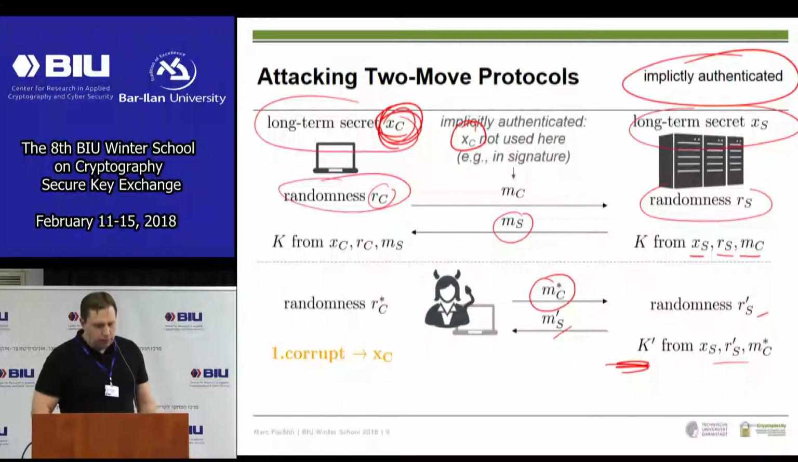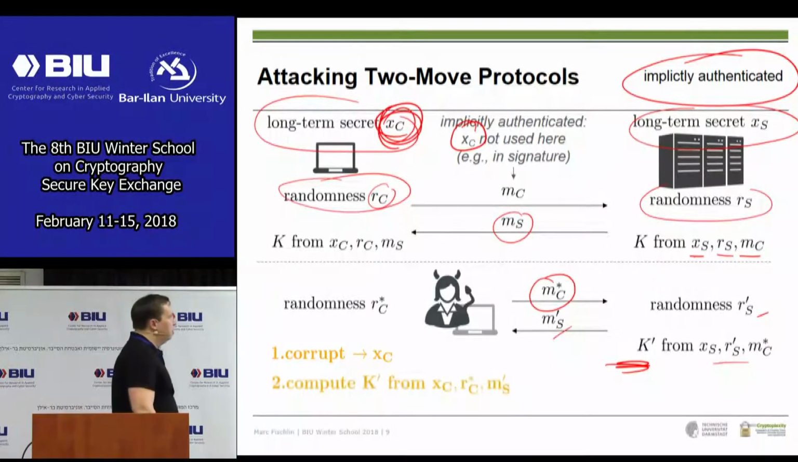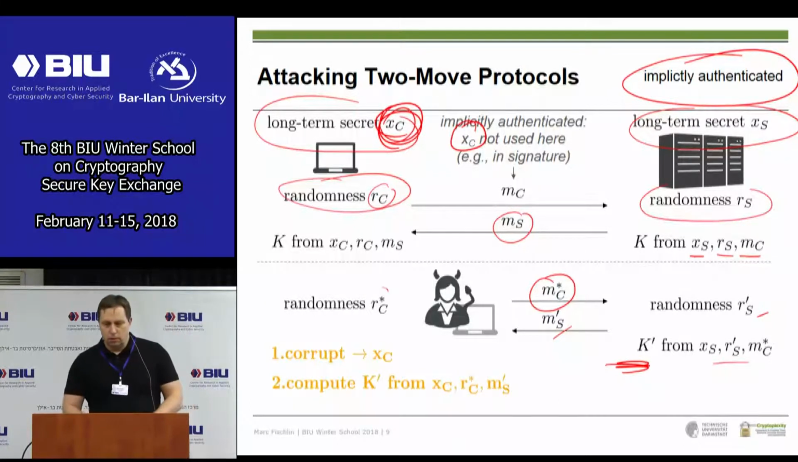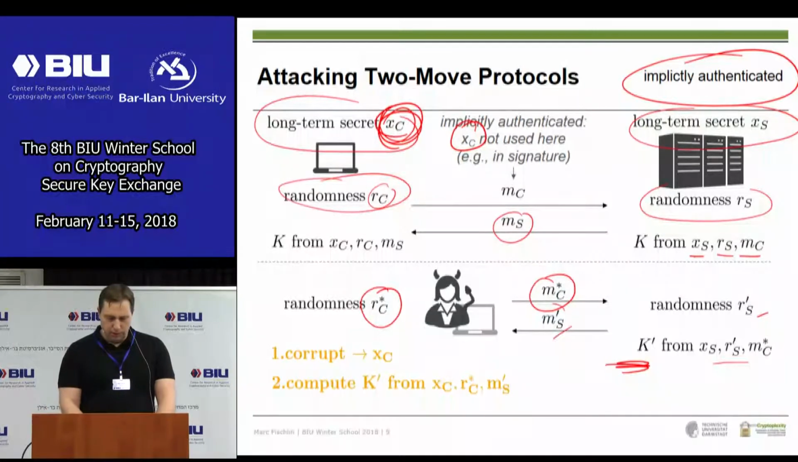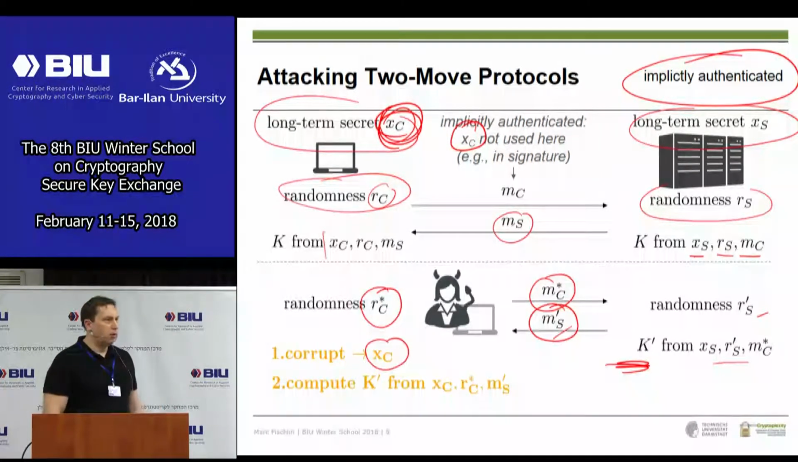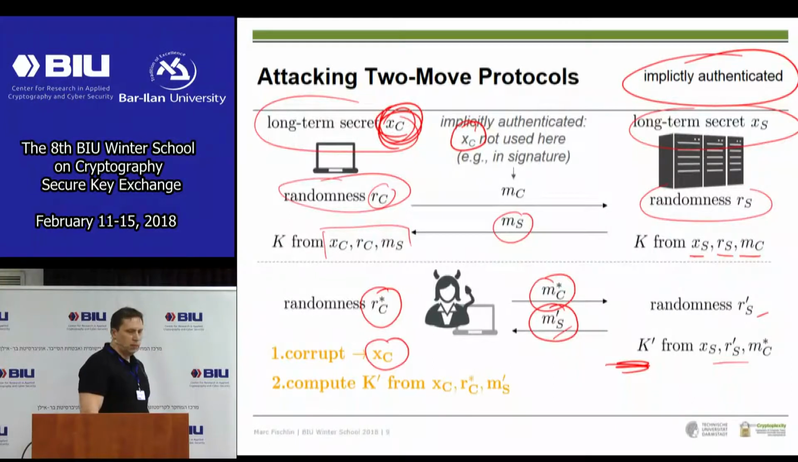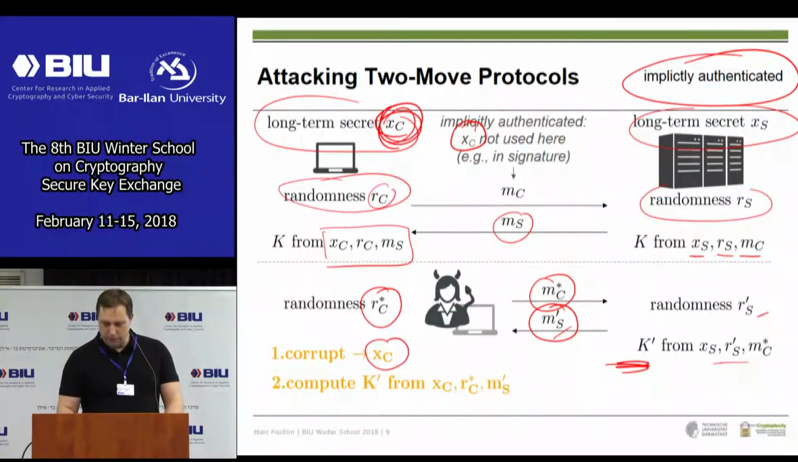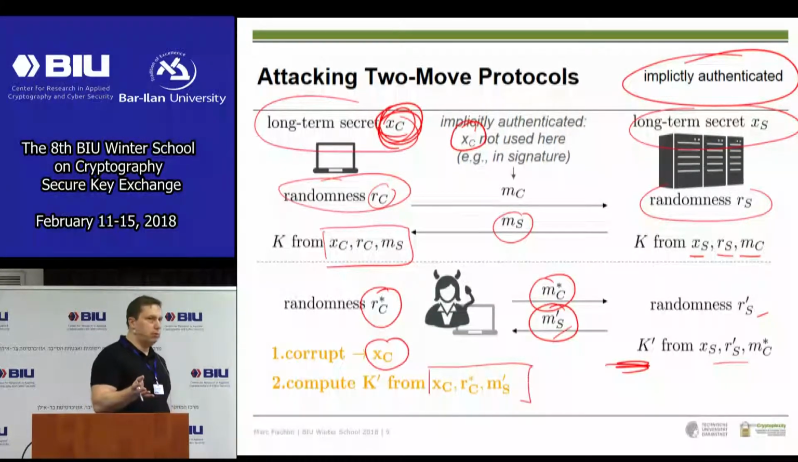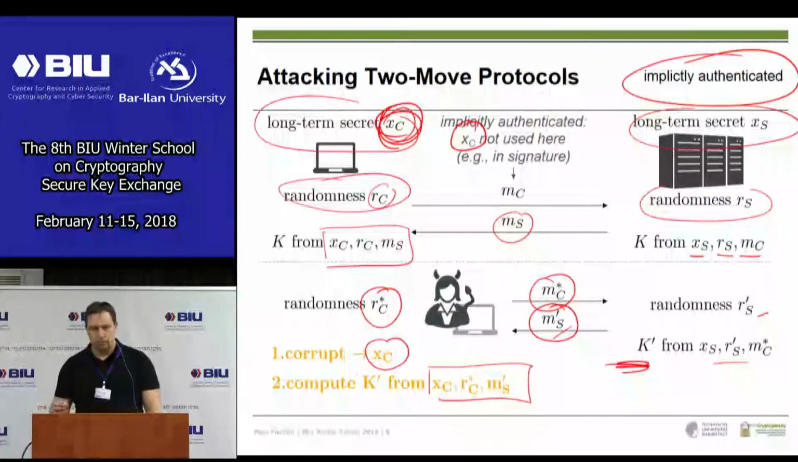Okay, so let's look at the general case. Now we may have explicit authentication. For example, this message may now contain a signature over the signing key and some message. Then I cannot mount the attack I've just shown you. But now what we do is, we give the adversary the state reveal. So now it can ask for the randomness, which is used to compute the answers.